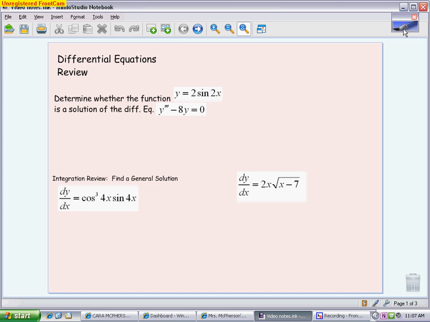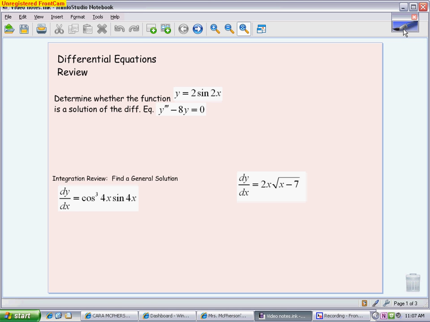This is the first video to get you ready for the Chapter 6 test, which is over differential equations. This video is going to start with the very beginning of the chapter, which was a lot of verifying or determining if things were solutions, and then an integration review. And then we'll move to the idea of separating and integrating to find general solutions.